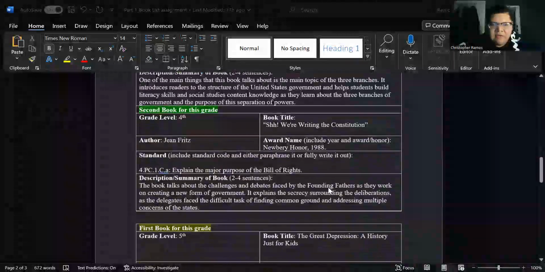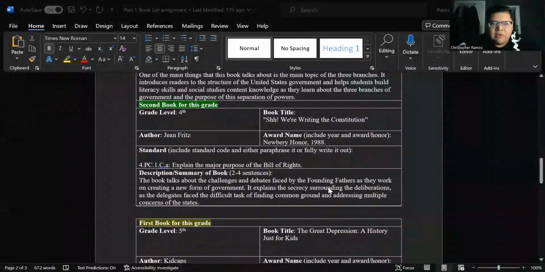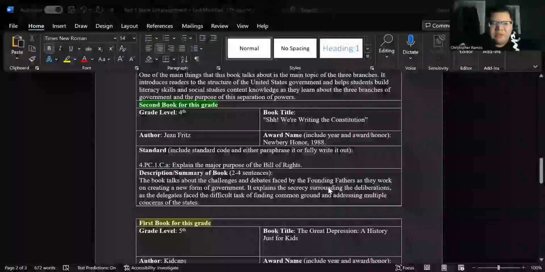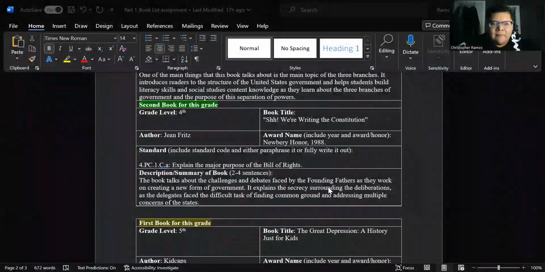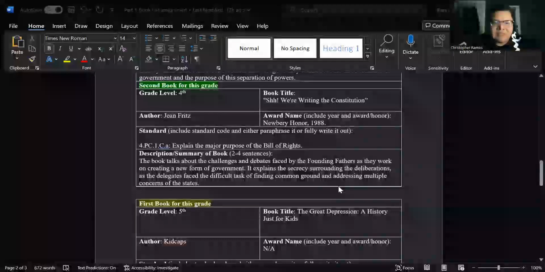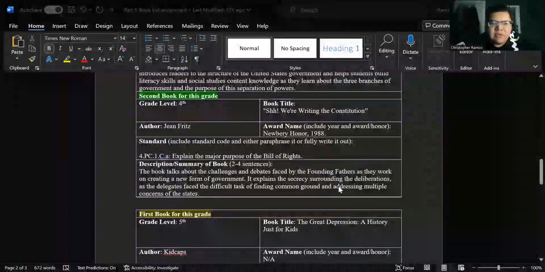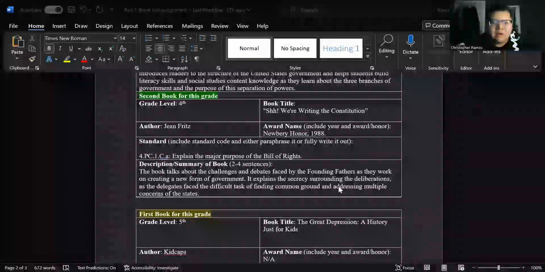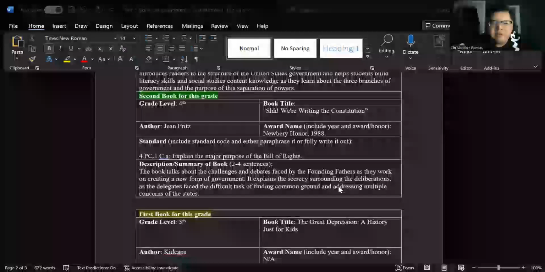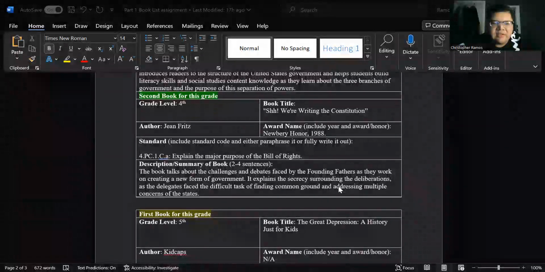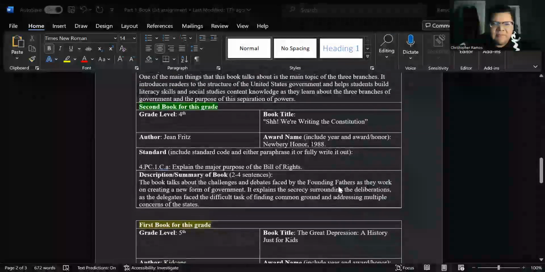For the second book for fourth grade, the book is called Shh! We're Writing the Constitution by Jean Fritz. The standard for this one was explain the major purpose of the Bill of Rights. The book talks about the challenges and debates faced by the founding fathers as they work on creating a new form of government. It explains the secrecy surrounding the deliberations as the delegates face the difficult task of finding common ground and addressing multiple concerns of the states.